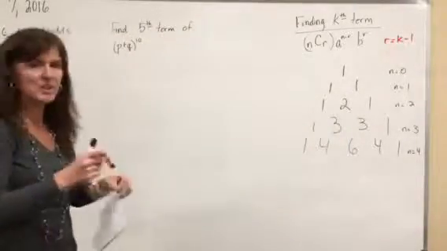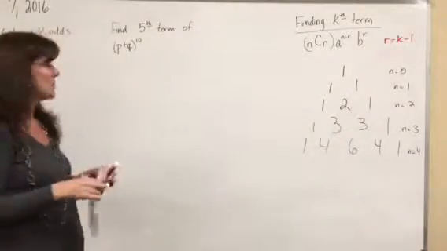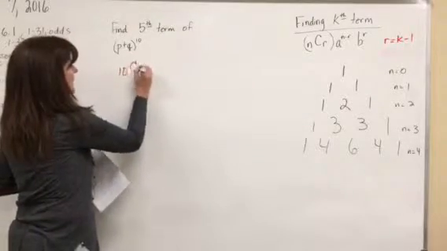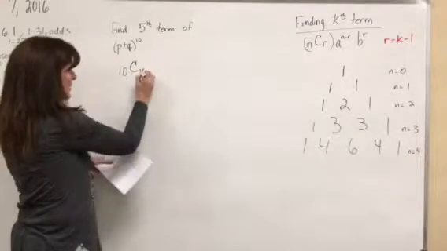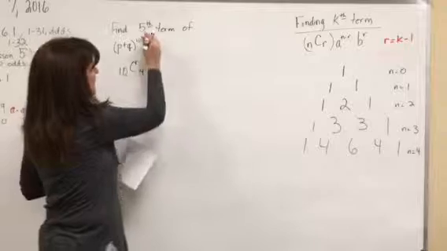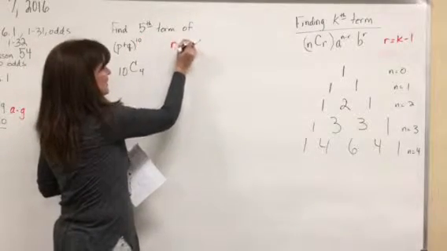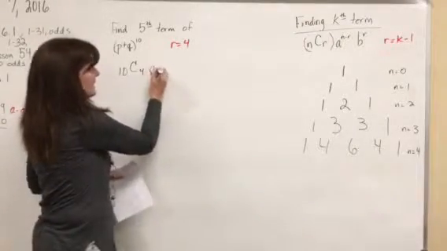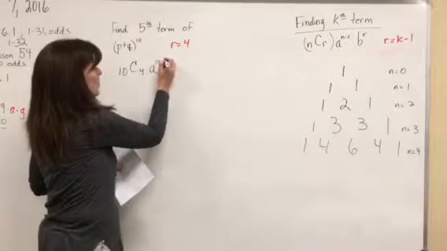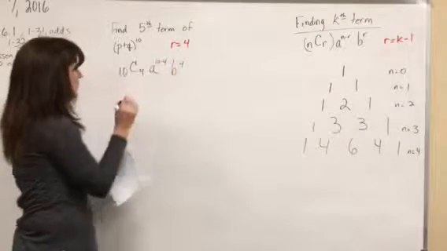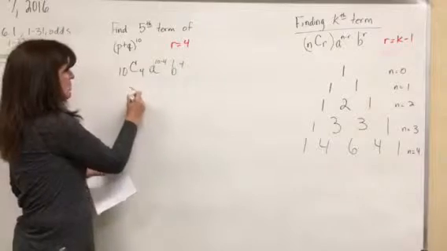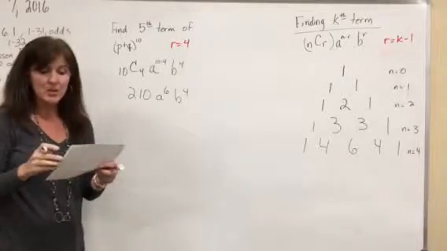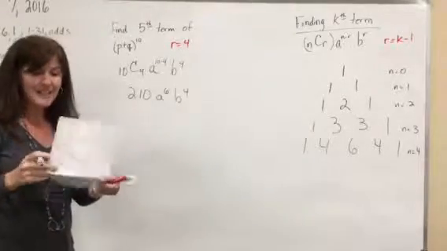So we'll do this pretty quickly. If I want to find the fifth term of p plus q to the 10th, I'm going to write my combination, 10 things taken 4 at a time, because remember, if k is 5, r equals 4. And then I just plug and chug. A to the n minus r, which is 10 minus 4, and b to the r, which is 4. So if you do this on your calculator, you get 210, a to the 6th, b to the 4th. And that is how you do a problem like that, which will likely be on a test.